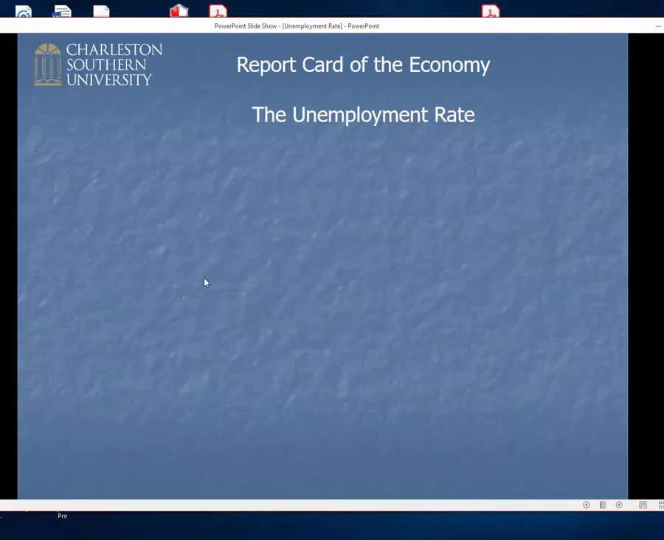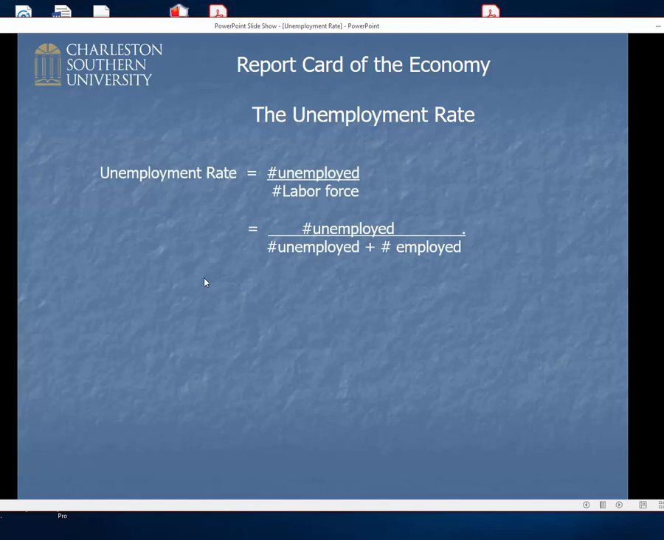Okay, so what is the unemployment rate? The unemployment rate is defined to be the number unemployed divided by the labor force. But this term labor force is a stumbling block for a lot of students. The labor force is actually the number employed, which is obvious, plus the number unemployed.